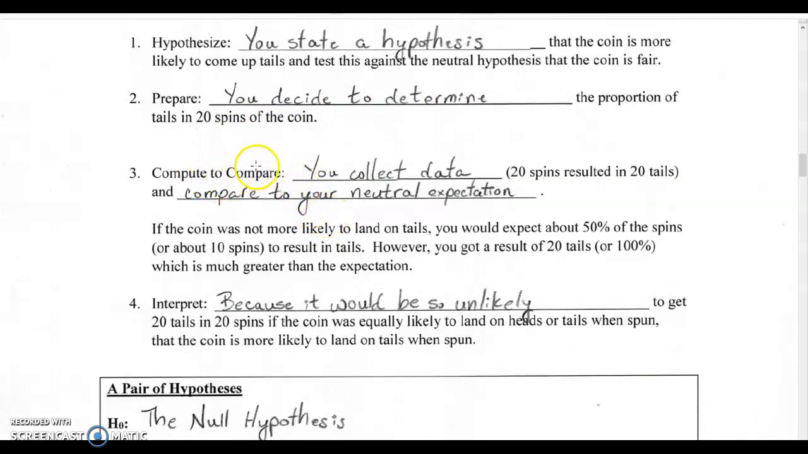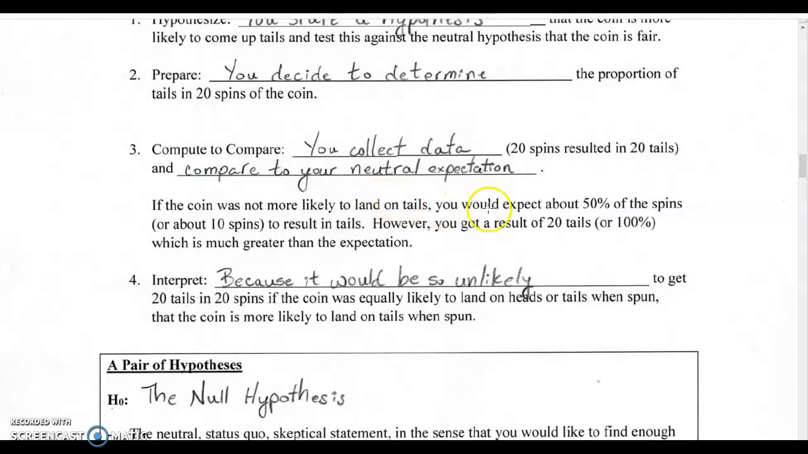And then we do our computations to compare. So we collect our data, and our data said, holy cow, we got 20 spins, and all of them resulted in tails. So we got 20 tails. We compare that to our neutral expectation. Now our neutral expectation, if the coin was fair, should be like 50-50, right? About 50% heads, 50% tails, but we got 100% tails. If the coin was not more likely to land on tails, you would expect about 50% of the spins, or about 10 spins, to result in tails. However, you got a result of 20 tails, or 100%, which is much greater than the expectation.